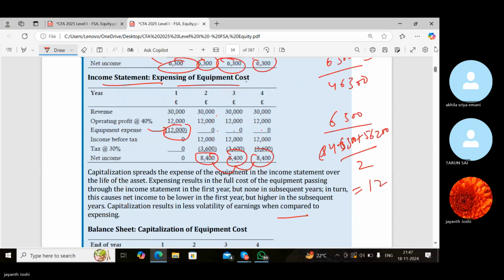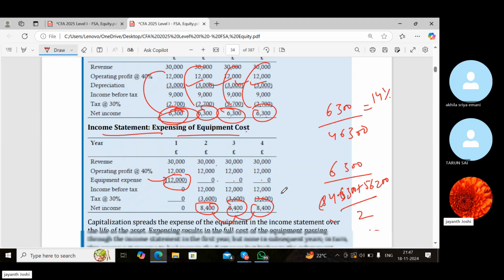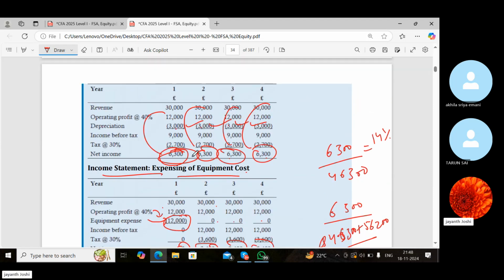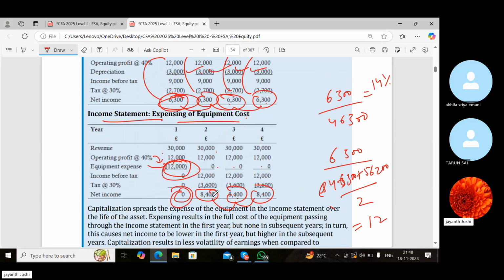What is happening? Your net income is increasing in the first year, but in the coming years it is decreasing. In case of expensing, your net income is nothing in the first year, but in the coming years it is increasing. Why? Because the entire expense has been shown in the first year, so no profit. Here the expenses have been divided and shown every year. In the coming years there is nothing to show as an expense, so you see higher profits.